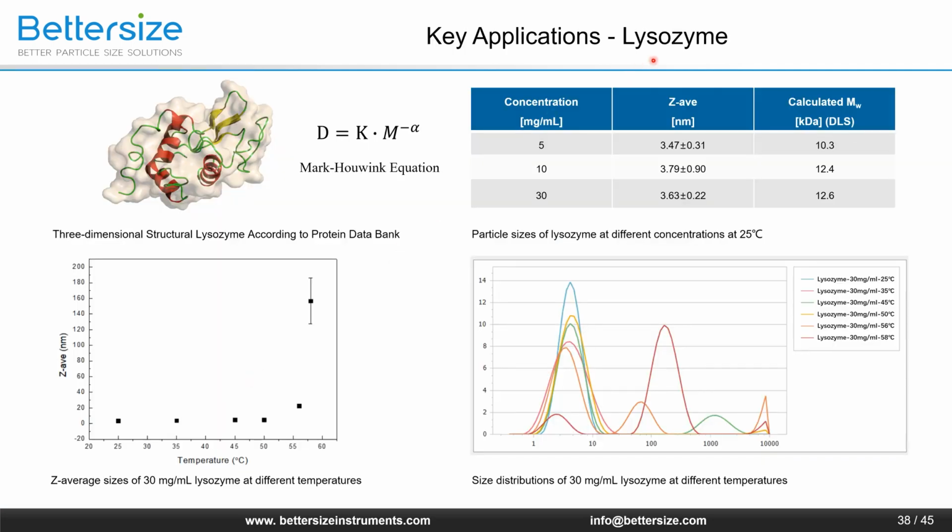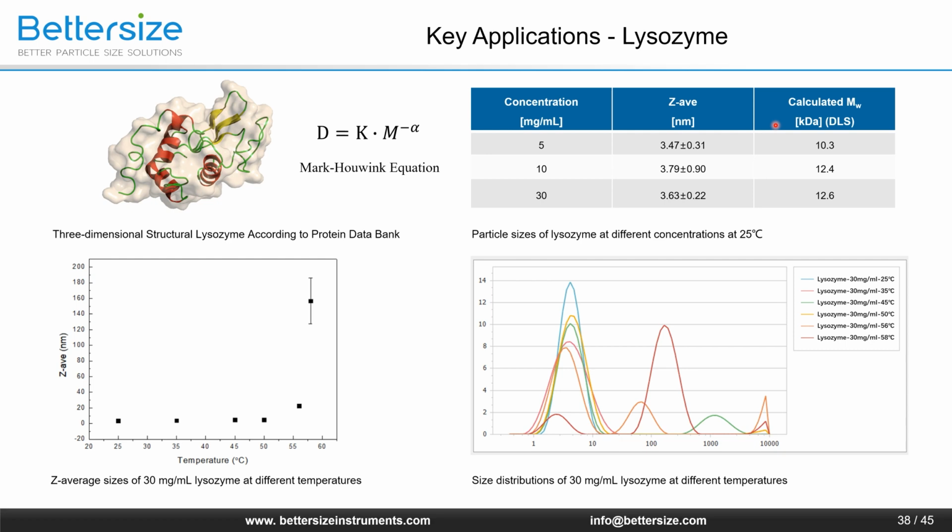Lysozyme is a commonly used enzyme. The simple structure and low cost make it a popular model in biological research. The molecular weight of lysozyme is small, and the scattering intensity of lysozyme is very weak. Therefore, measuring lysozyme is always a challenge for DLS measurement. The BeNano was used to measure the particle size and molecular weight of lysozyme in this application.